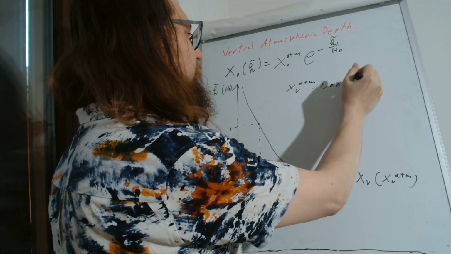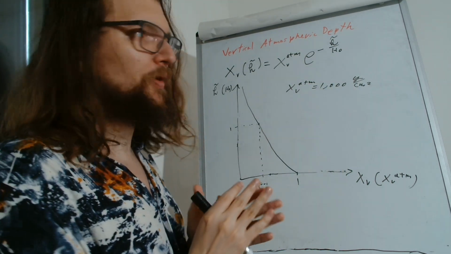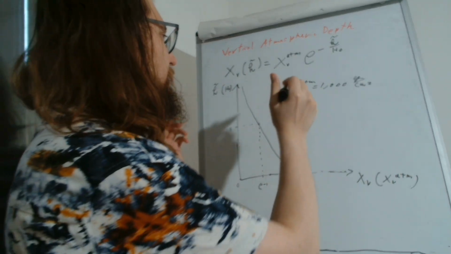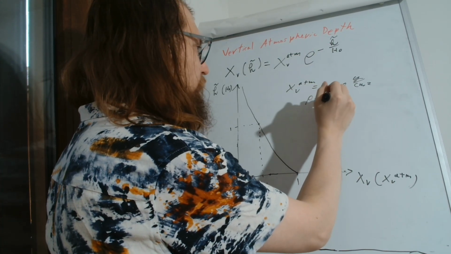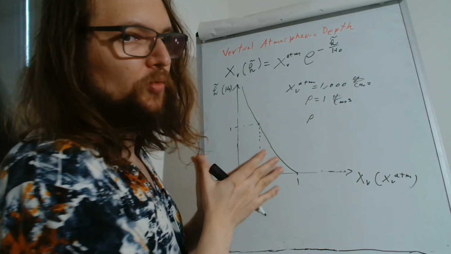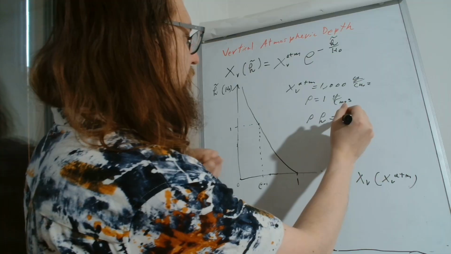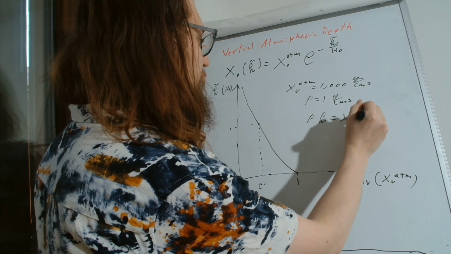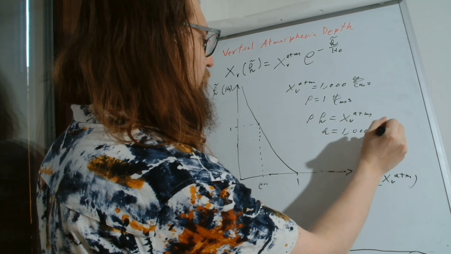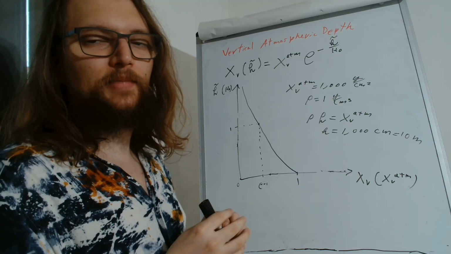1 atmosphere is 1000 grams per square centimeter. How much is that? Let's compare it with water. How high should a column of water be to give the same pressure? The density of water is 1 gram per cubic centimeter. So a volume of water with a height such that it gives this atmospheric depth must have height 1000 centimeters, which is 10 meters. So 1 atmosphere corresponds to 10 meters of water.